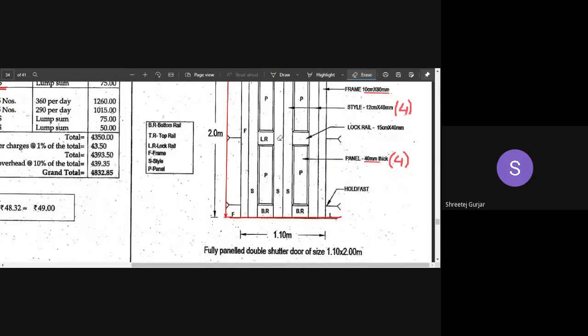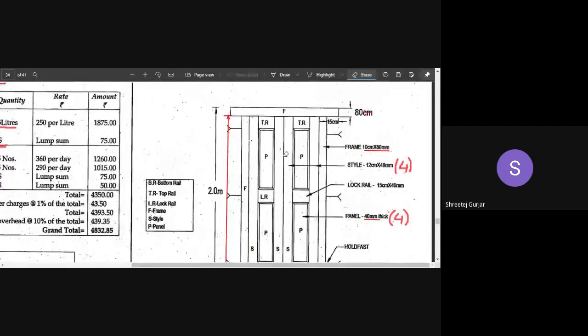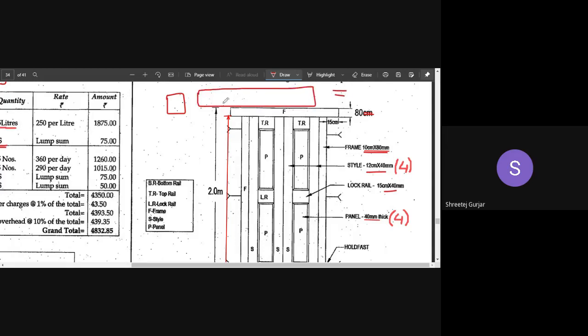Now coming to material calculation, I will tell you the cross sections for different parts will be mentioned. You can see the cross sections are mentioned like this. Cross sections of every element are mentioned. You can read over here: multiply the cross section by the length of the member. You will get the quantity in cubic meters, meter cube, because timber quantity we have to calculate in meter cube.